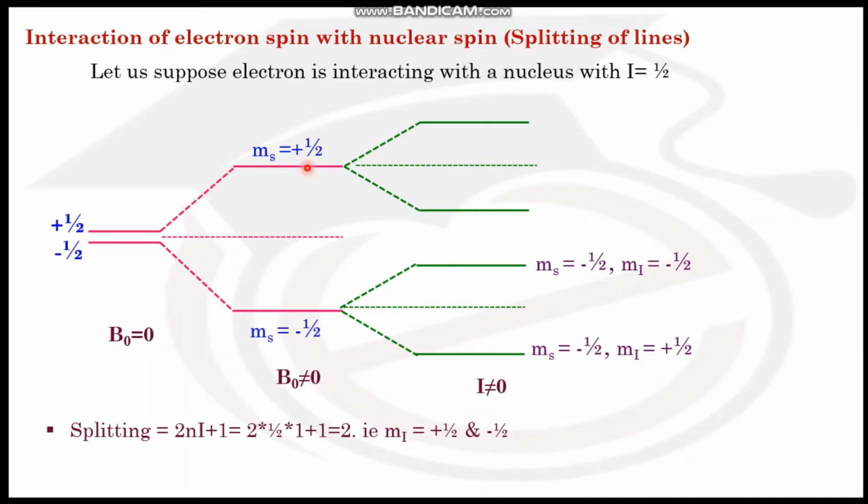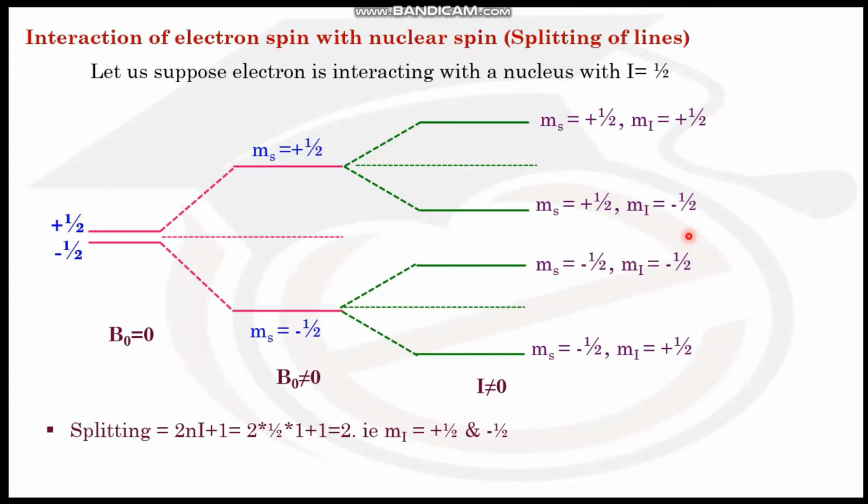Now we can consider the upper level. This upper level also splits into 2. Here ms value is plus 1 by 2, and here mI value we have to take minus 1 by 2. And here ms value is plus 1 by 2, mI value is plus 1 by 2. Just multiply, then negative value will come in the lower level and positive value in the higher level. And this is the splitting.